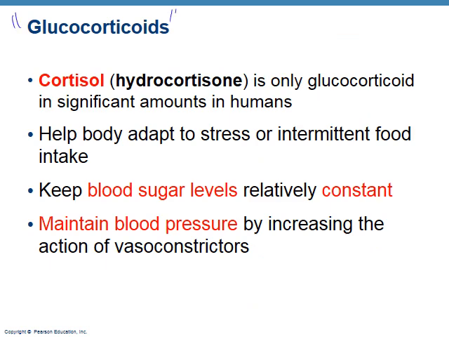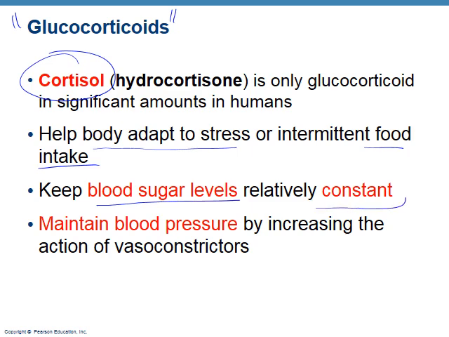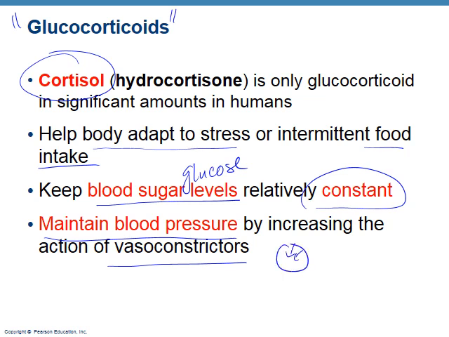The next group we're going to talk about is glucocorticoids. The main one that we're going to focus on is cortisol. So basically this hormone helps the body adapt to stress or intermittent food, so not having constant food supply. So it keeps your blood sugar levels constant, right? So keeping your glucose levels constant, and it helps maintain your blood pressure by increasing vasoconstrictors. So remember, if your blood vessels constrict, that can help increase blood pressure. We may or may not have talked about this, but if you dilate your blood vessels, you're going to have decreased blood pressure.